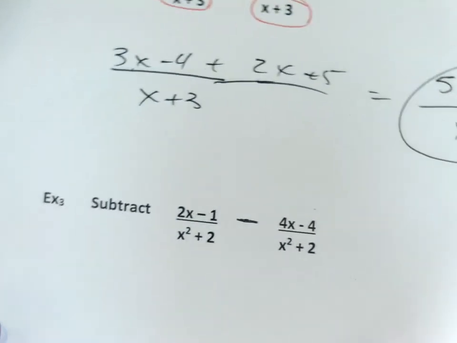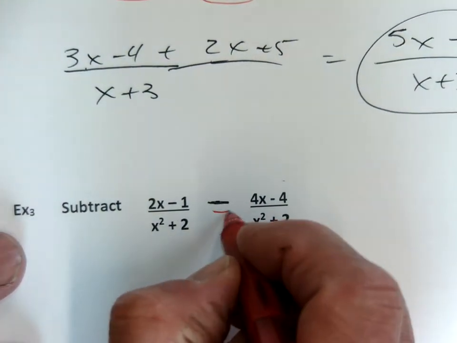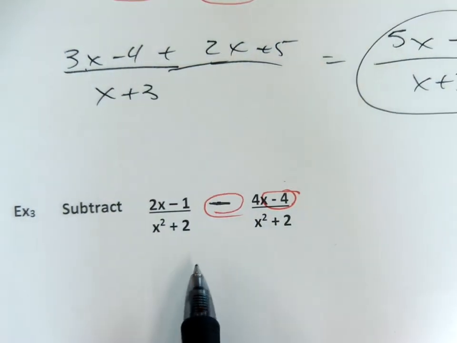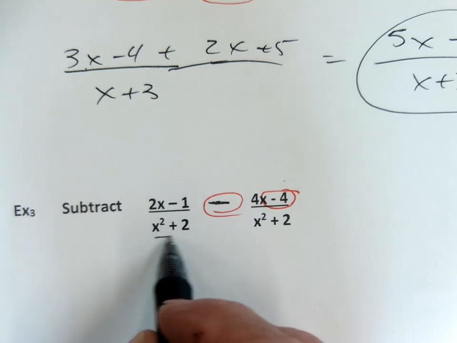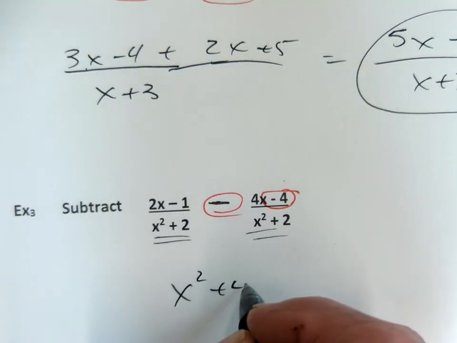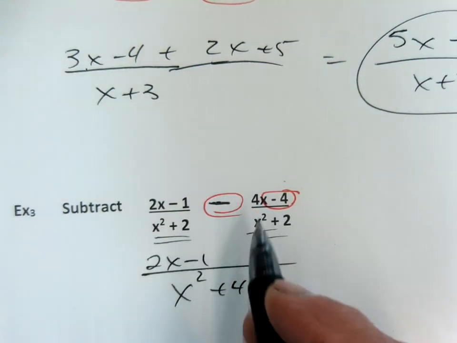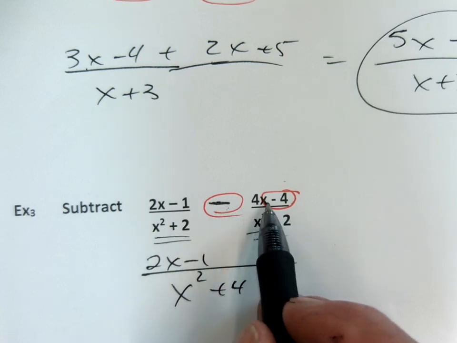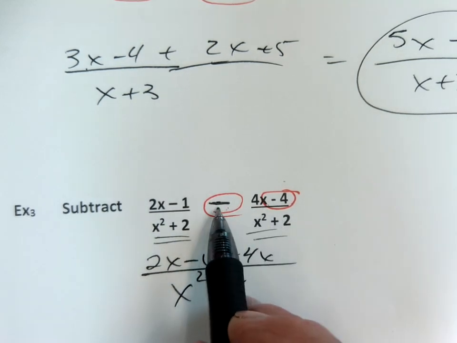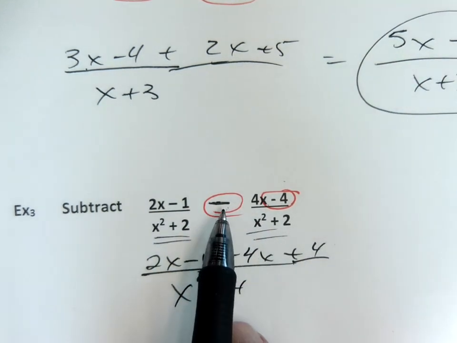Okay, now, subtraction is the same thing. We have to be really careful. What we have to be careful about is subtracting negatives. And I'll show you what I mean. We have a common denominator. Yes, we do. Our common denominator is x squared plus 4. Now what goes on top? We've got to be careful. We're going to have 2x minus 1. Now we've got to subtract negative 4x, so we're going to subtract a negative 4x, which really means plus 4x. You see that? Subtract a negative.